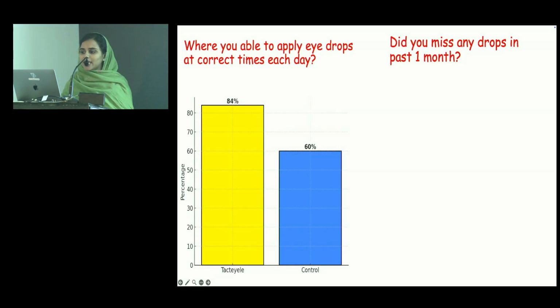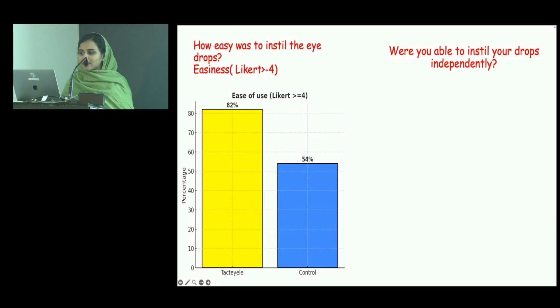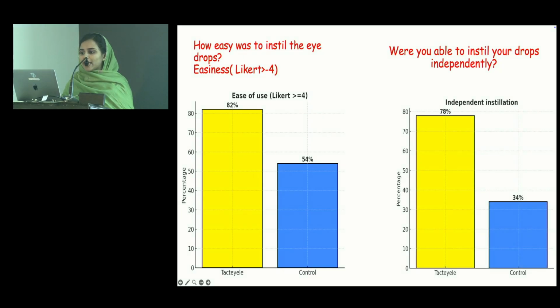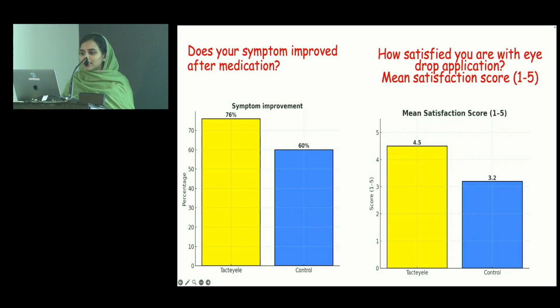The results show that 84% in the tactile group were able to maintain the correct dose and dosage against 60% in the control group. There is less incidence of missed doses in the tactile group compared to the control group. And 82% in the tactile group reported easy eye drop instillation, Likert score more than 4. And the most important good thing about the tactile is that 78% of them were able to manage their eye drops by themselves. There is little difference in the symptom improvement, but the tactile group was still better, and the overall mean satisfaction score is 4.5 out of 5 in the tactile group against 3.2 in the control group.